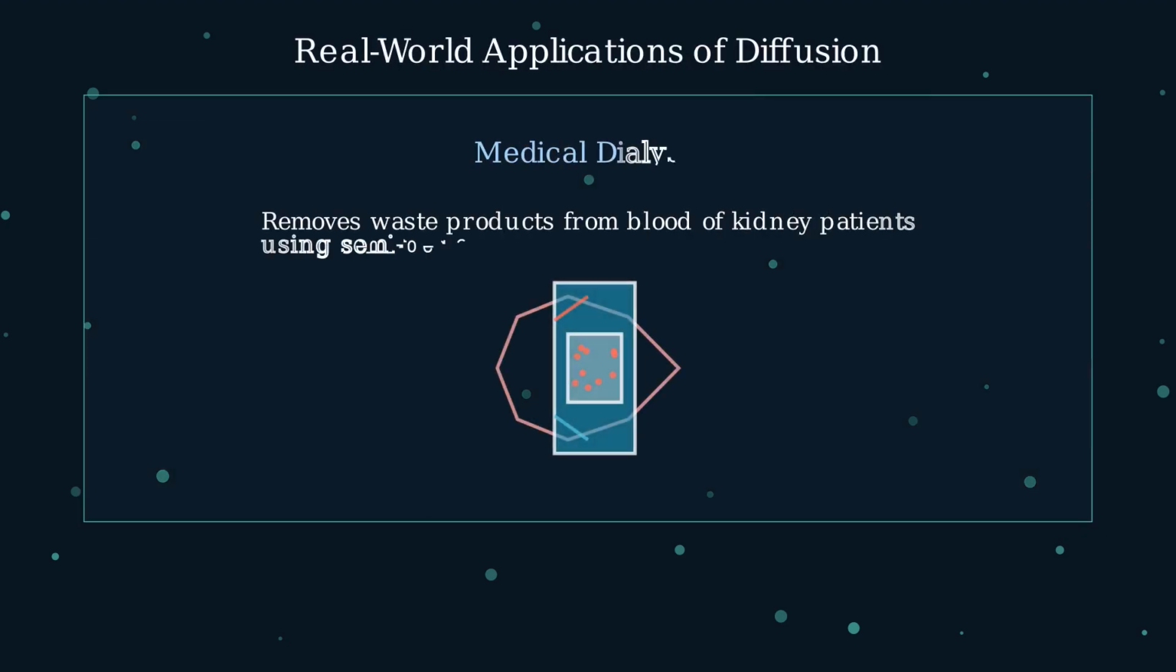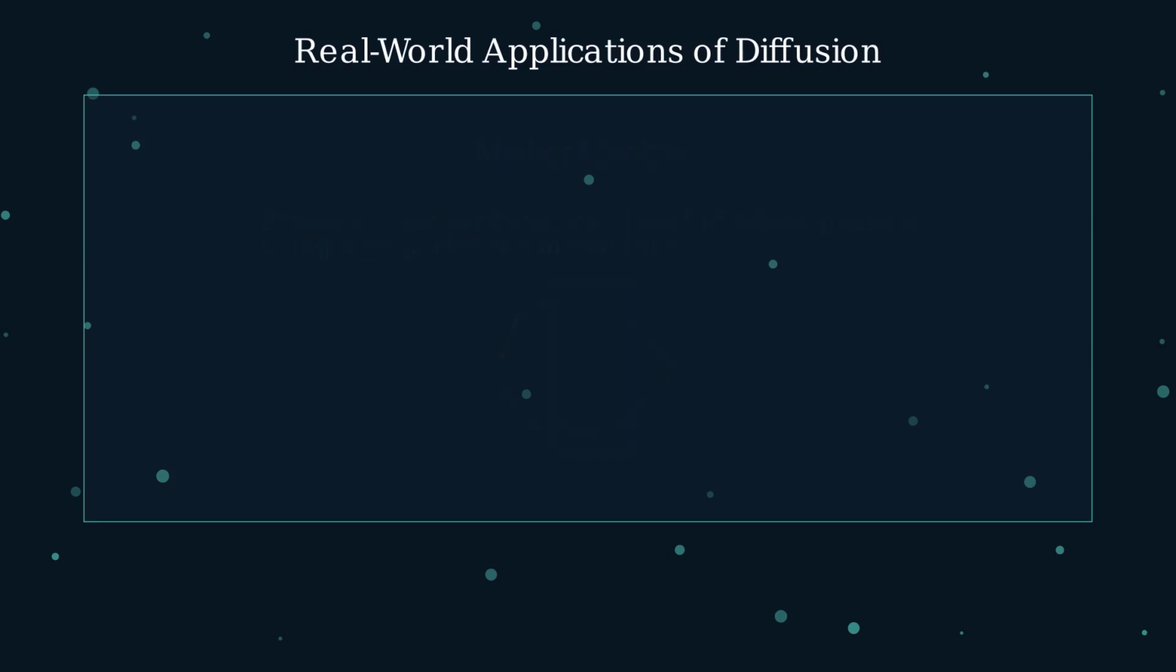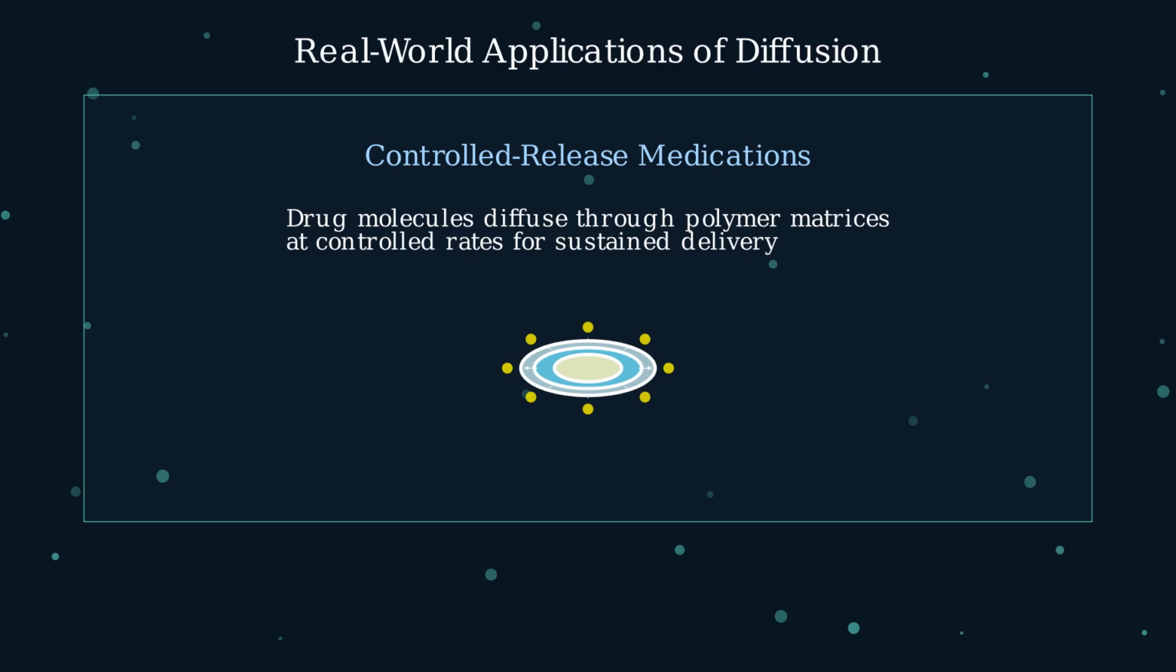Medical dialysis uses diffusion principles to clean the blood of kidney patients. Waste products diffuse across a semi-permeable membrane while blood cells and proteins remain in the bloodstream. Controlled release medications use diffusion to gradually release drug molecules through specially designed polymer matrices. This provides consistent dosing over extended periods, improving treatment efficacy.